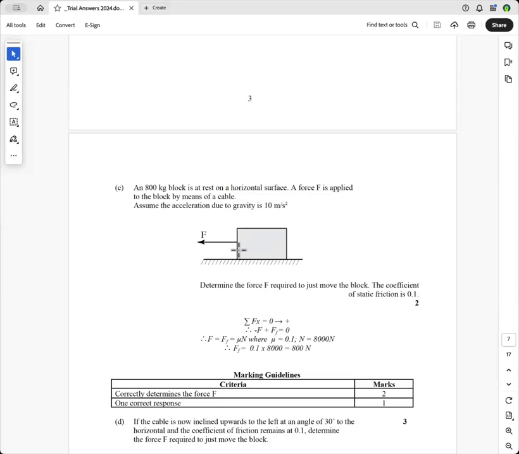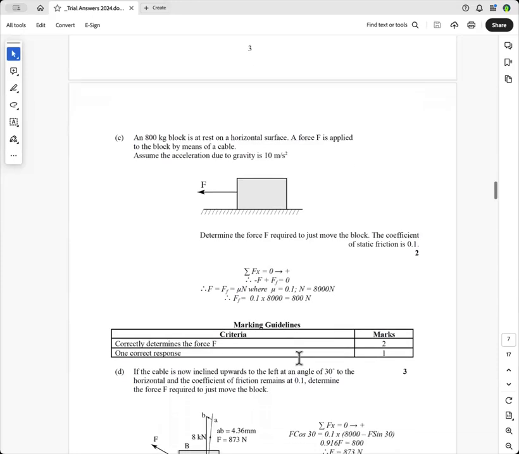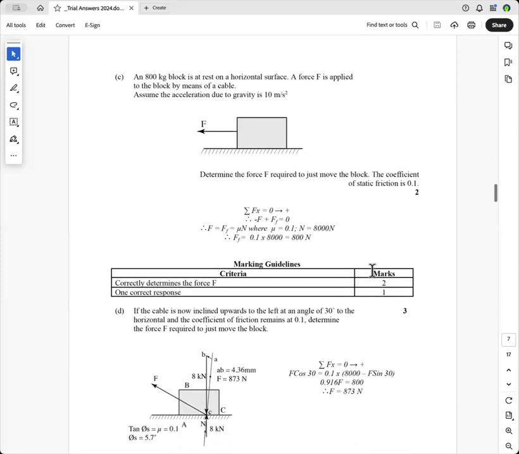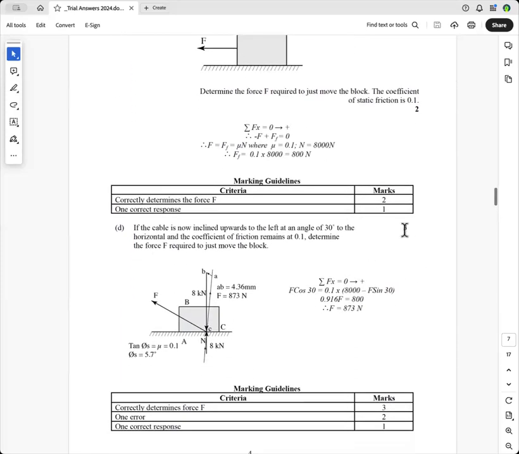And so you know that the force left has to equal the force right. The force left is F, and the force right is friction, which is mu N. So you say the sum of the forces in the x direction equals 0, with that direction positive. And so you get F equals mu N, which is 800 newtons, which is a very easy question, indicated by this mark here. A bit more difficult, this is worth 3 marks.